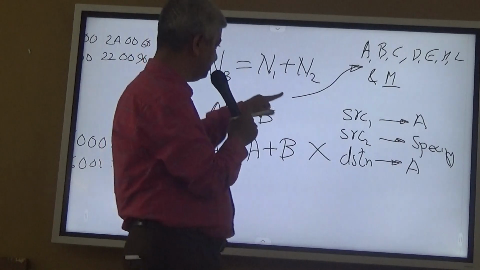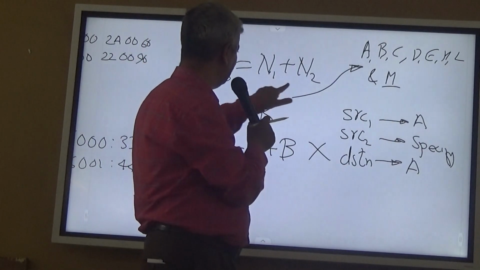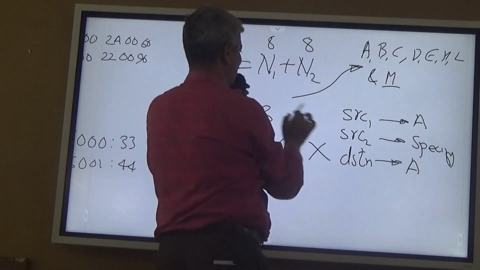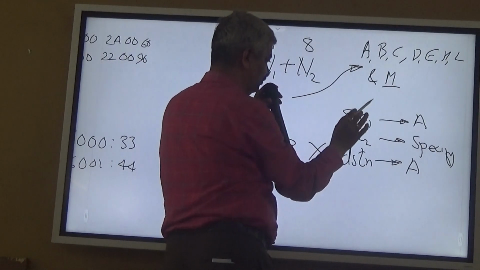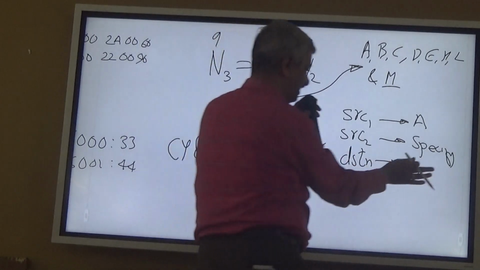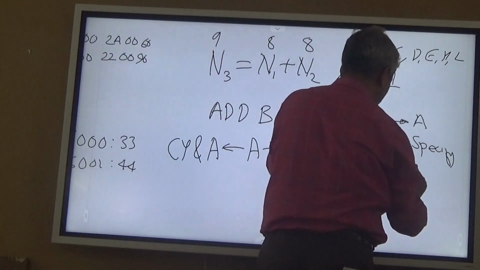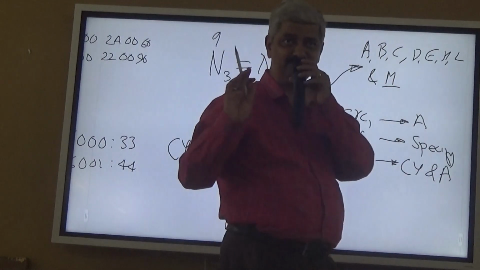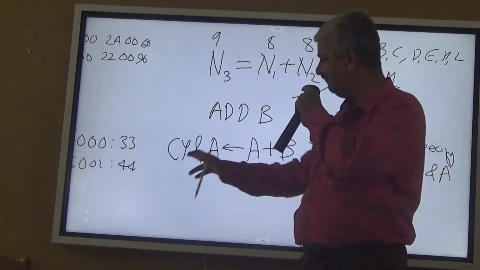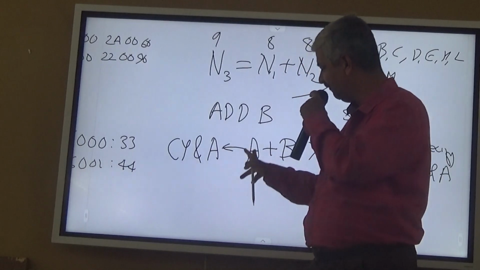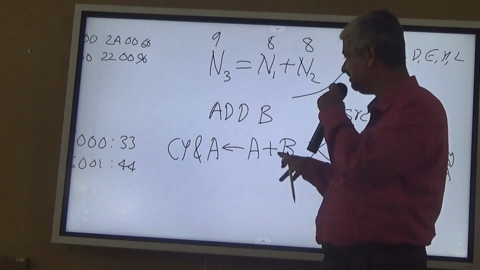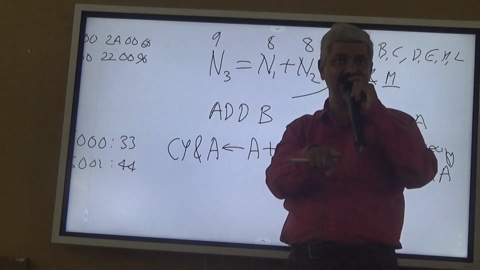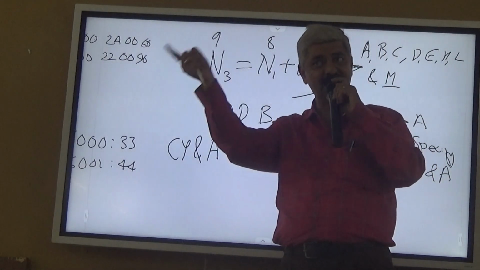So when I say N3, N1, N2, if this is 8-bit and this is 8-bit, this has to be 9-bit. So source 1 is the accumulator, source 2 is the specified register, and the destination is not the accumulator alone but the carry flag and accumulator. Is it clear now? So the carry flag and accumulator reflect the result of accumulator plus B. For add B, the sources are A and B, and the destination is the carry flag and A.